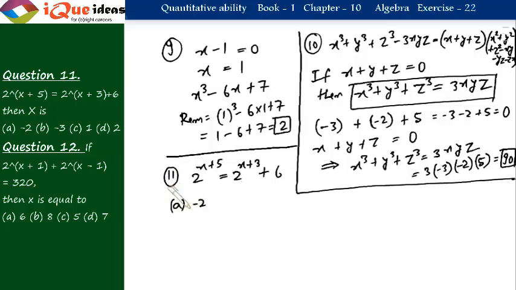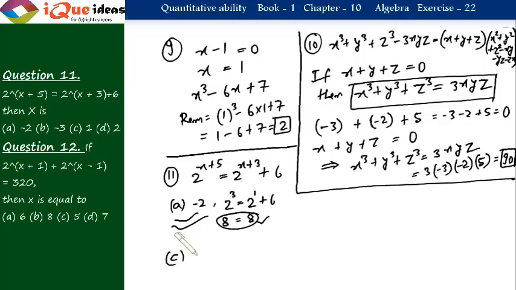So if I put minus 2 on the left hand side, it becomes 2 raised to the power minus 2 plus 5, that is 3, is equal to 2 raised to the power minus 2 plus 3, that is 1 plus 6. Is it true? Let's see. 8 is equal to 2 plus 6, 8. Yes, it is correct. Hence A option is the correct answer. Okay. So you don't need to go ahead and check the other options, right? But just to make sure that you understand, let's check another option.